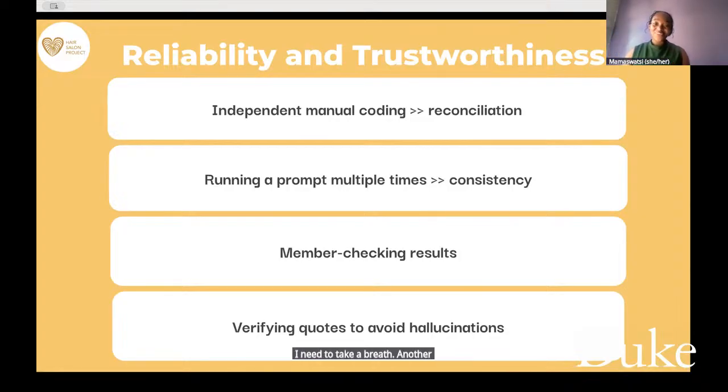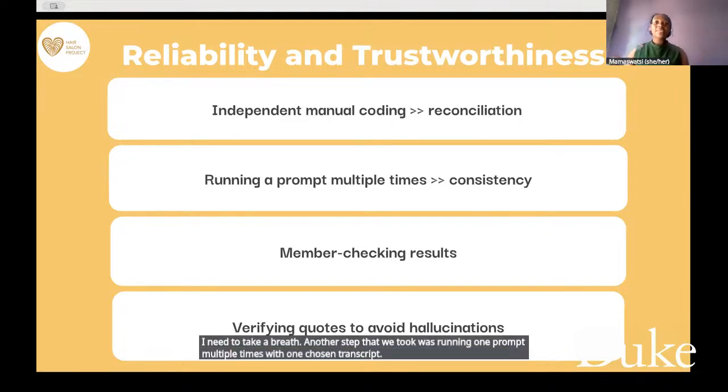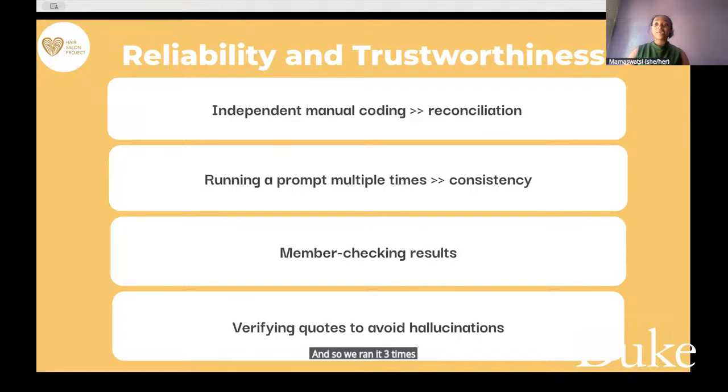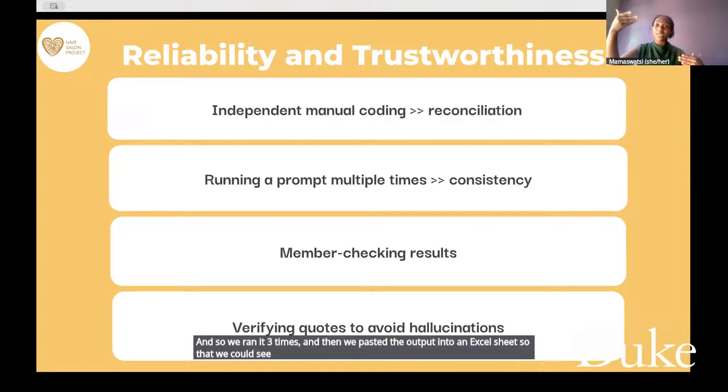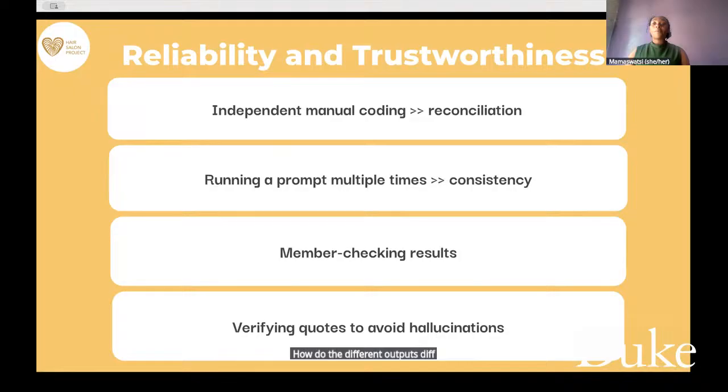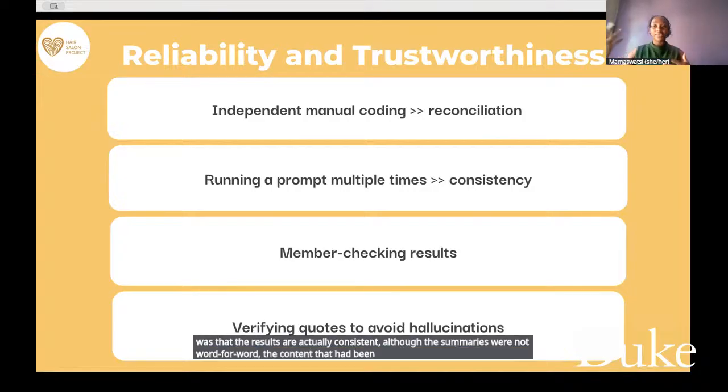Another step that we took was running one prompt multiple times with one chosen transcript. We ran it 3 times, and then we pasted the output into an Excel sheet so that we could see what the output is at each iteration. How do the different outputs differ? Is the output actually dependable? And what we found was that the results are actually consistent. Although the summaries were not word for word, the content that had been summarized was the same for one transcript that was done with one prompt multiple times.